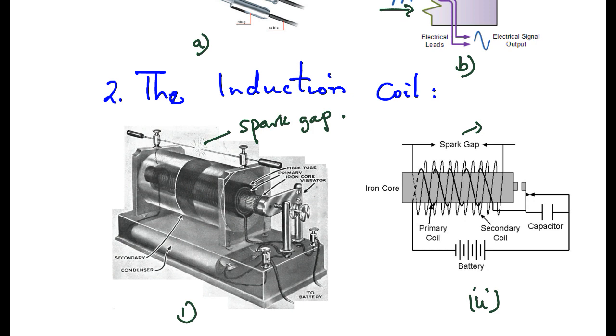At the same time, we have a few turns of thick insulated wire and a secondary coil of many turns. We have the primary coil and the secondary coil. Both of them are wound on a soft iron core. So we have the soft iron core.